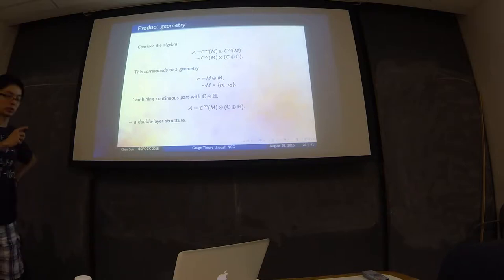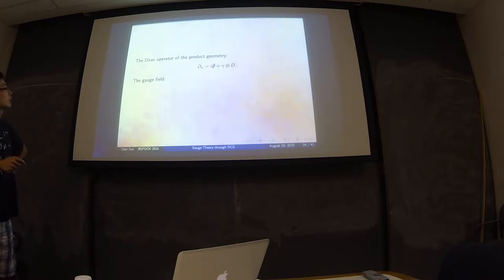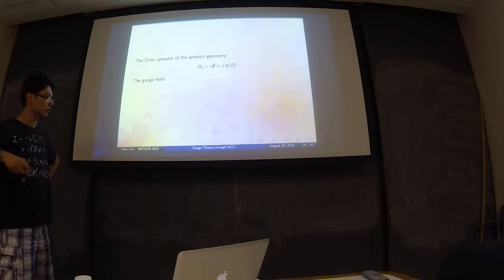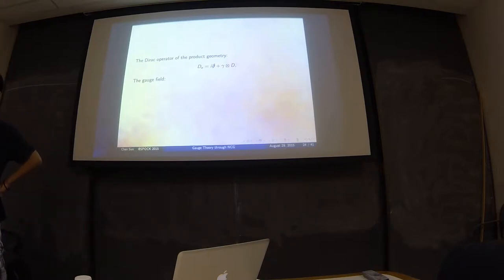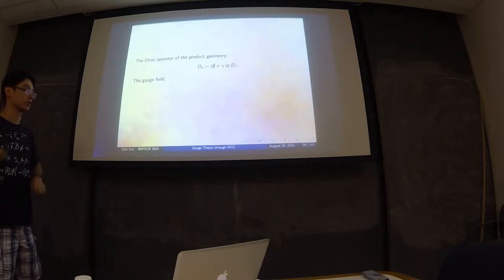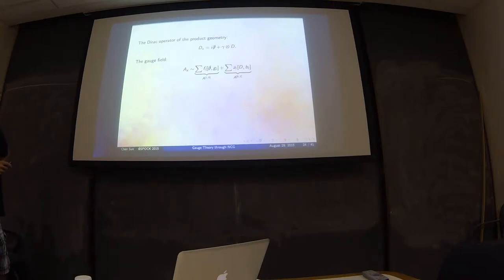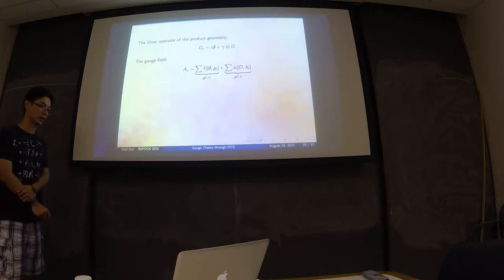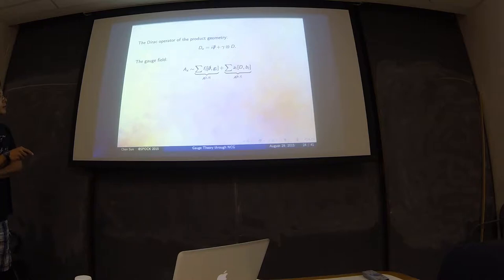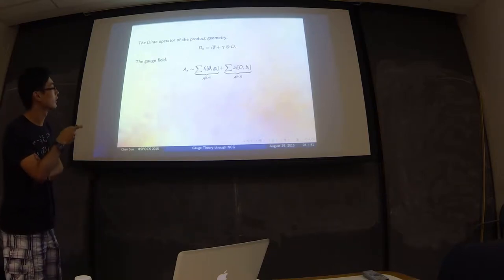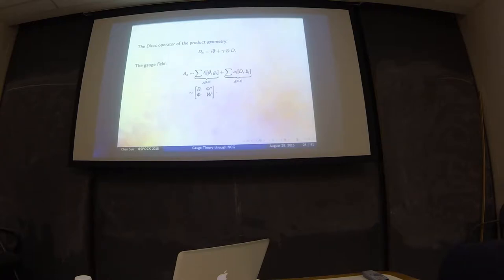But yeah, let's look at what we have at this moment. So the Dirac operator is the sum of two parts: the Dirac operator in the continuous direction on the base manifold, and the discrete part, which induces this two-point or two-part structure. And we can calculate the gauge field using the way we define the gauge field. So it also has two parts, the continuous part and the discrete part. But lo and behold, we have the ordinary gauge field sitting diagonally, and a Higgs, quote unquote, sitting off-diagonally.